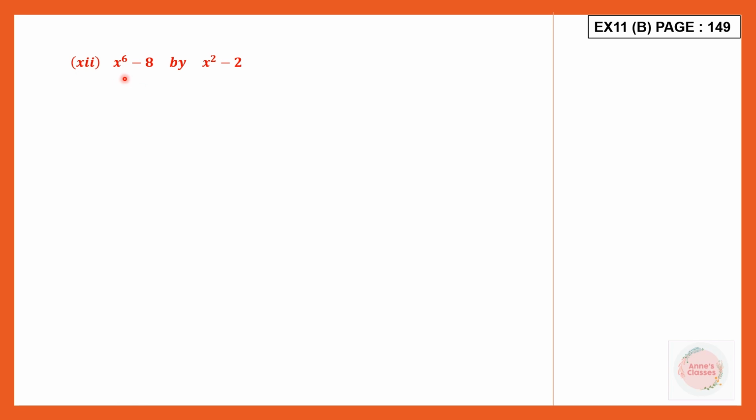Question 12. The dividend is x to the power of 6 minus 8 and the divisor is x square minus 2. As you can see, this is x to the power of 6 and there are many other powers missing in between, and the divisor has x to the power of 2. So when you write that, write it carefully. Here I've written x to the power of 6 and left some space and written minus 8, the constant, separately because there are many powers missing. And here we have x square minus 2.